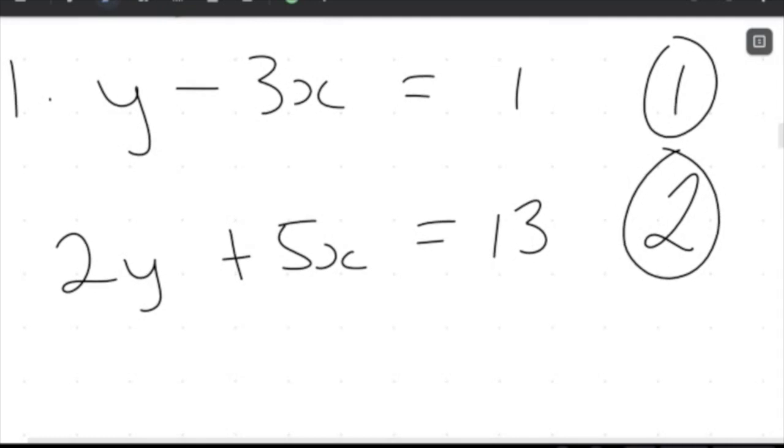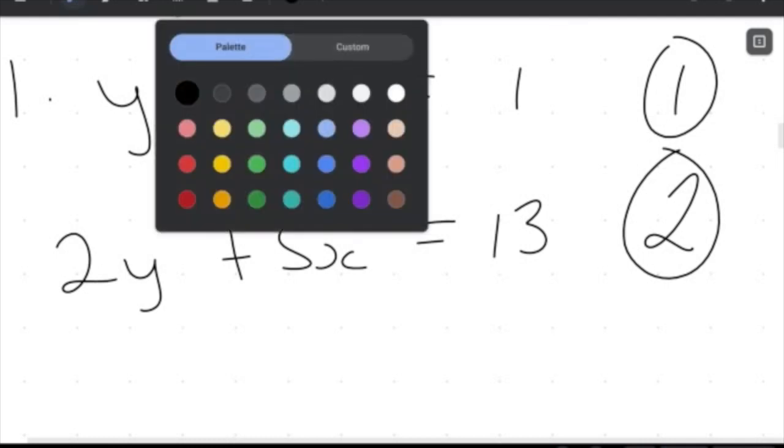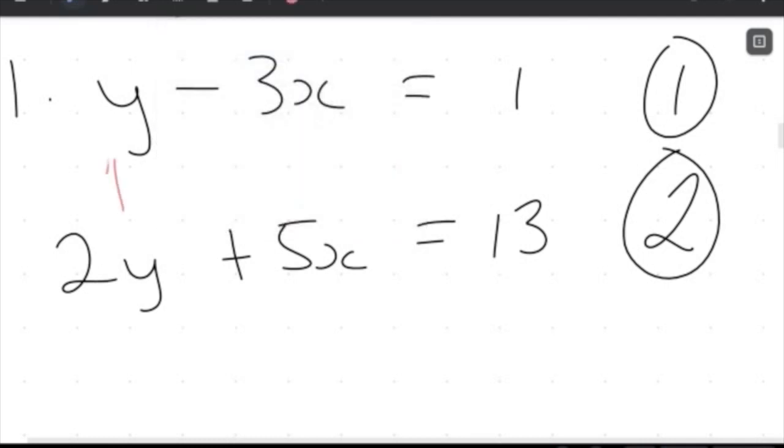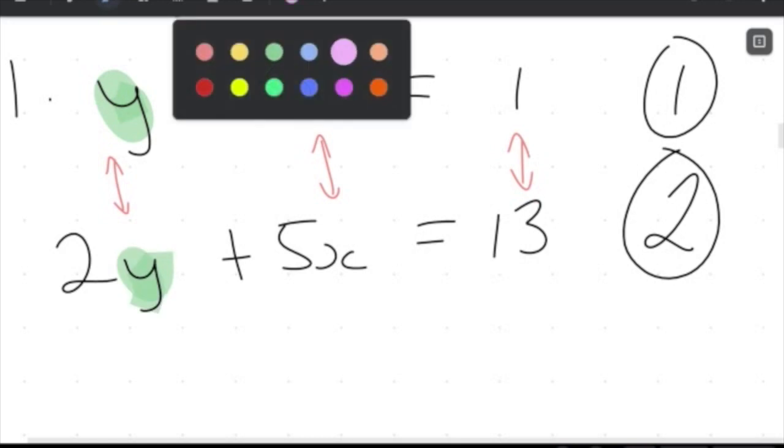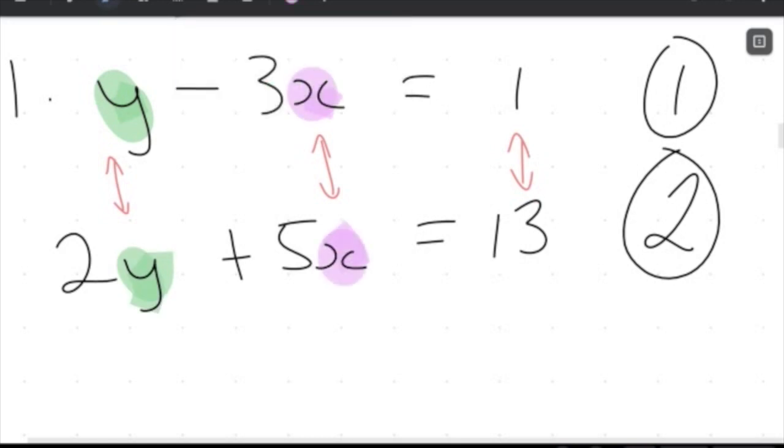Now, I've got one pair of simultaneous equations here, and as we said in the previous video, especially these variables, x and y, they are the same in each equation. So this x is the same as this x, this top y is the same as the bottom y.